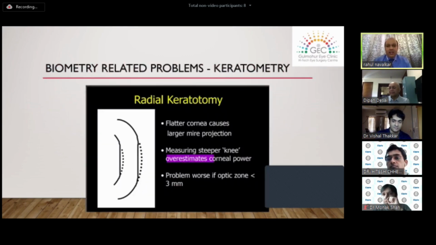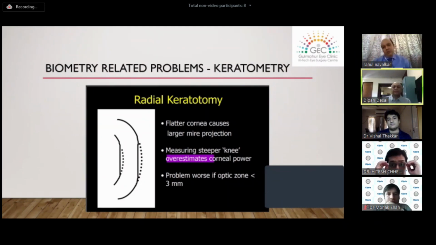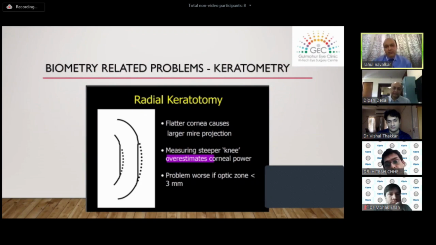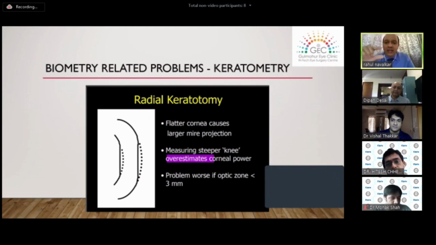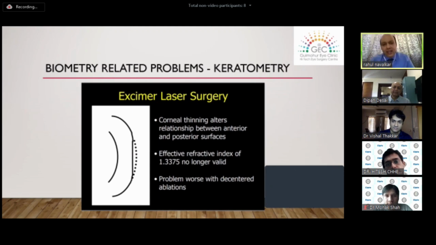What happens in a radial keratotomy is that because there's a flatter central cornea and a protruding peripheral cornea, this overestimates the corneal power, and it's especially worse with the optical stimulus. In LASIK surgery, there's a flattening and there's a change in the ratio between the anterior and the posterior corneal astigmatism, so the corneal refractive power goes for a toss.